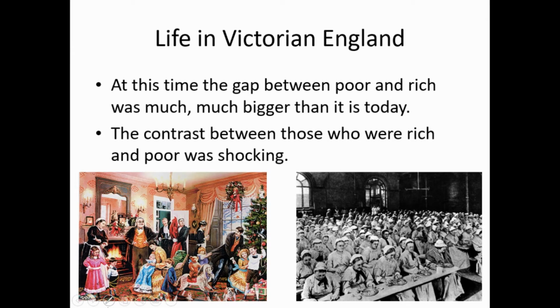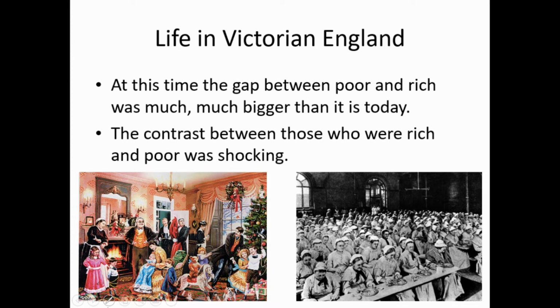So Queen Victoria was on the throne at the time when Charles Dickens wrote his novel. So at this time, there was a huge gap between the poor and the rich. It was a much bigger divide than it is today. And basically the contrast between the two was shocking.